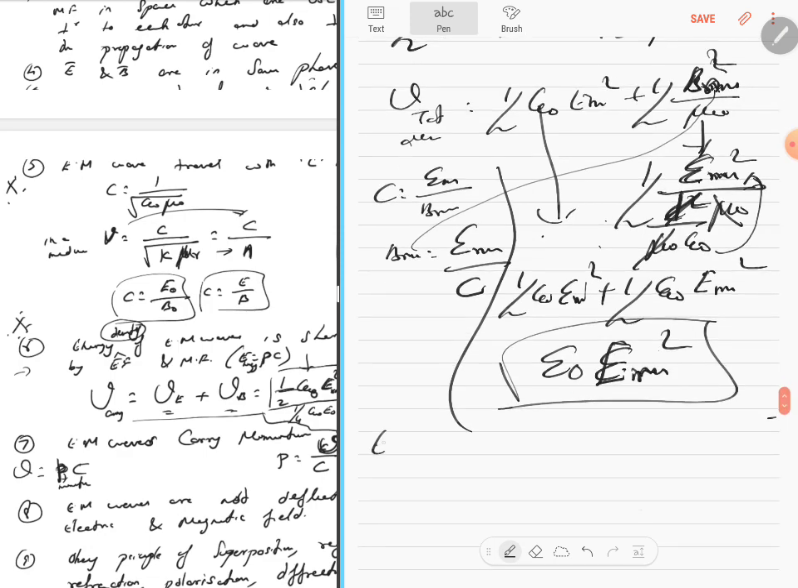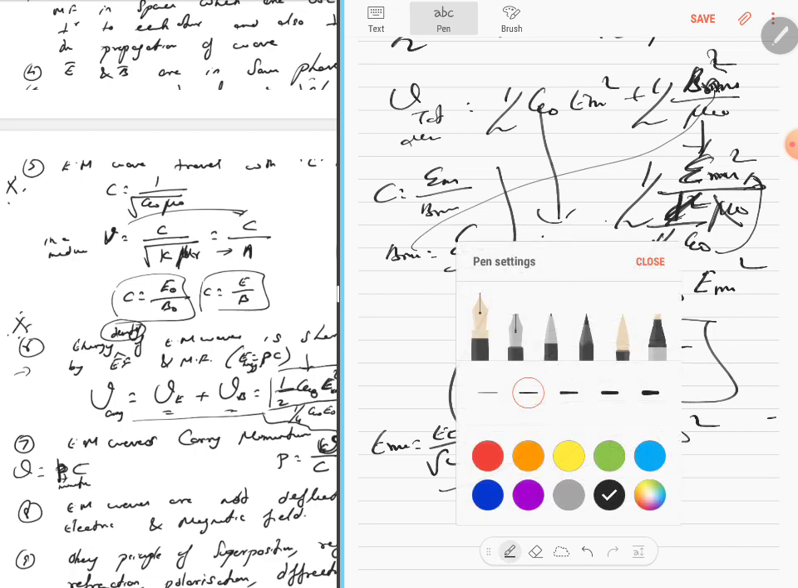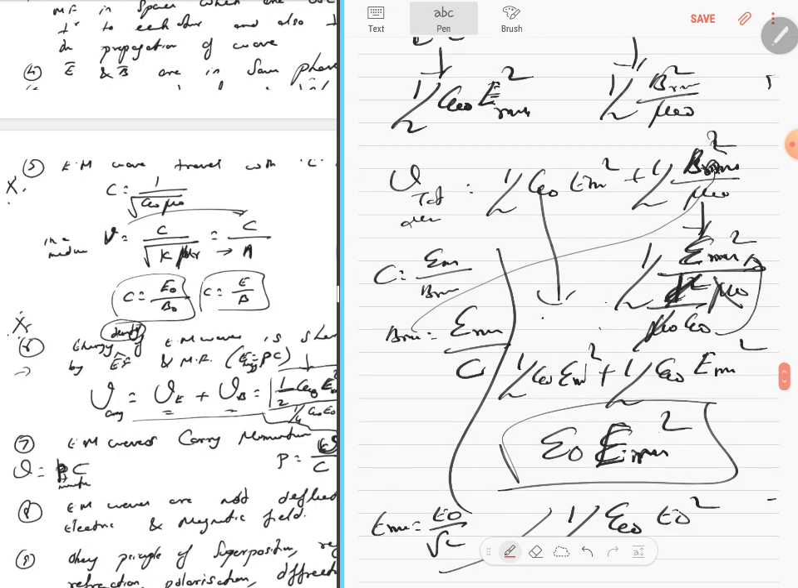Okay, but you know that E RMS is E naught by root 2. On plugging this in, it will be half into epsilon naught into E naught square. So you don't have to know this derivation. Nobody is going to ask you for this derivation ever.